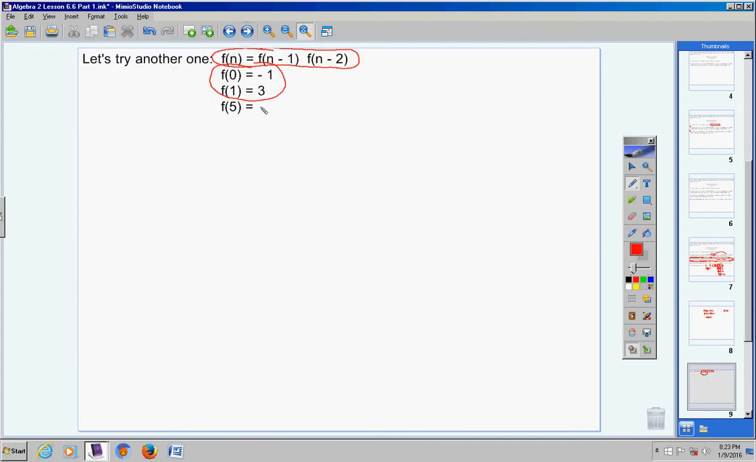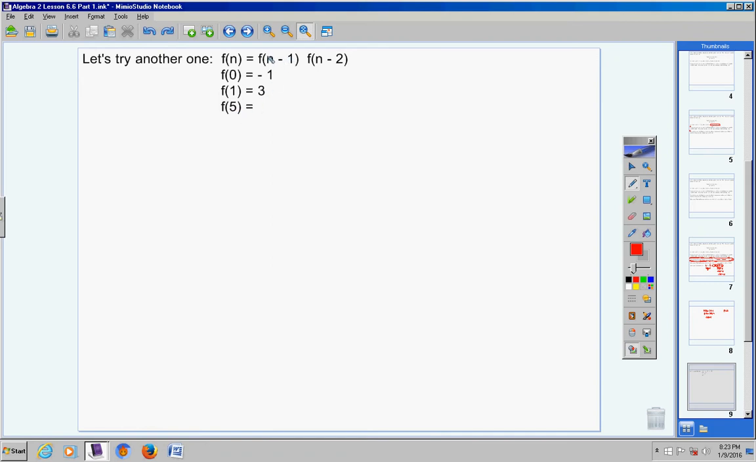Alright? Okay, so I've given you a function. I've given you some starter values to help you. I want you to find f of 5. Well, the best way to do this, trust me students, is just go step by step by step. So you can't just jump to f of 5. Watch what happens if you do, okay?